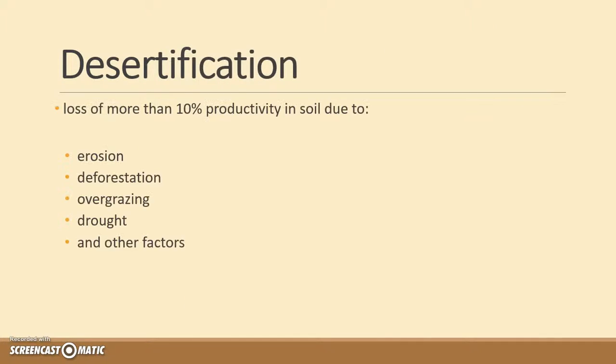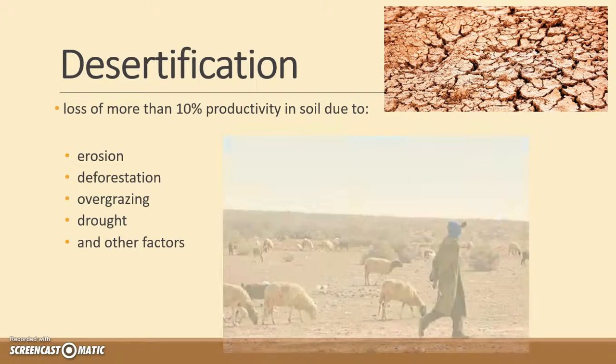It also means that it can have desertification. That means that it can lose more than 10% of the productivity in the soil because of either erosion, deforestation, overgrazing of what few wildlife there are, some drought, and of course there are other factors that are not listed here.